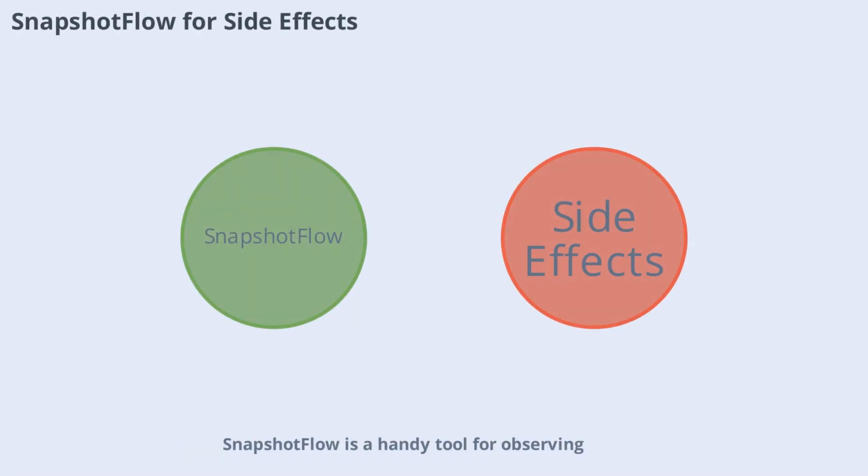snapshotFlow is a handy tool for observing Compose state changes and triggering side effects. Senior developers use it to bridge Compose state with coroutines, enabling powerful reactive patterns without risking recomposition issues.